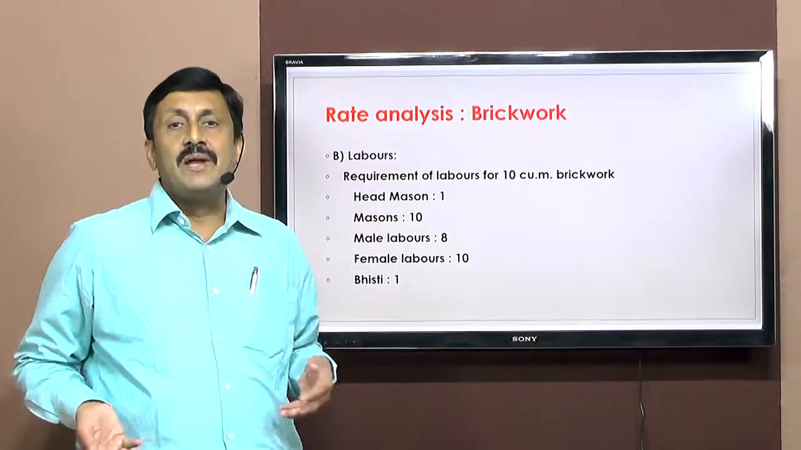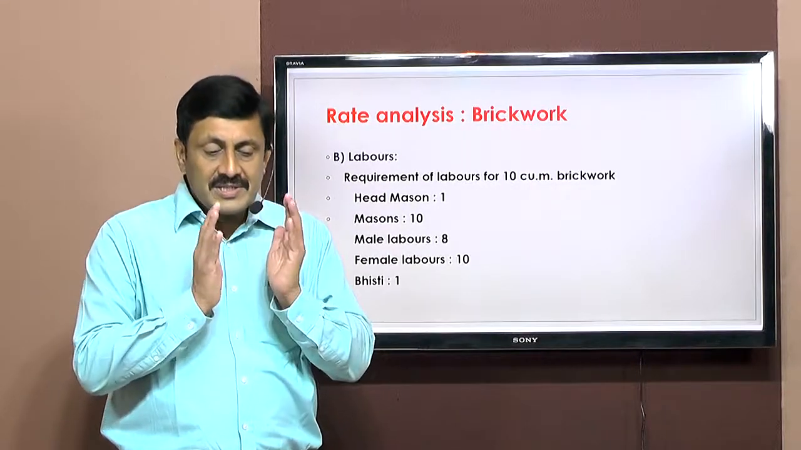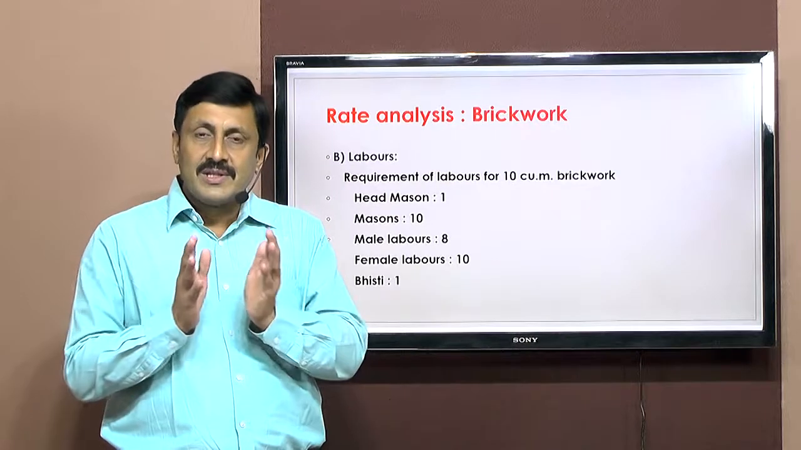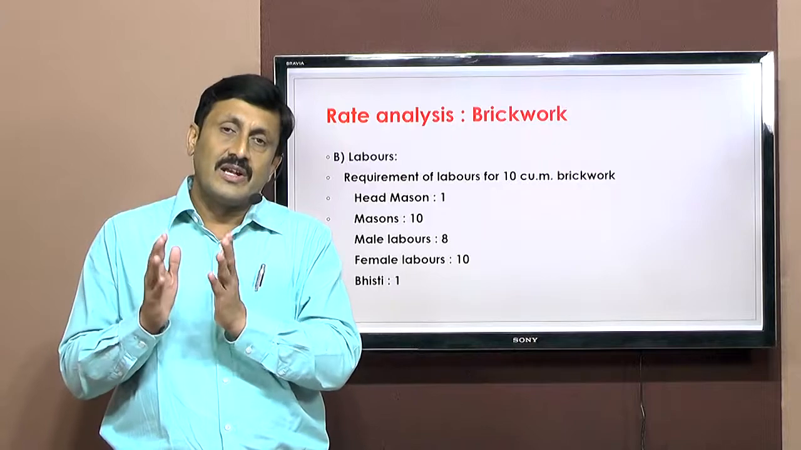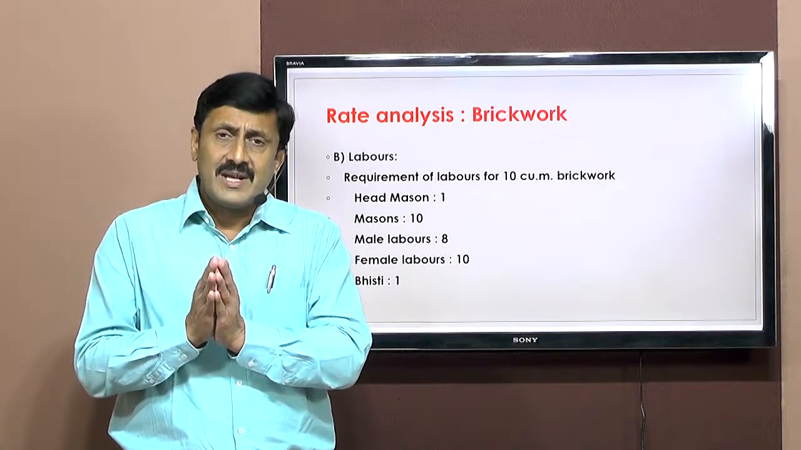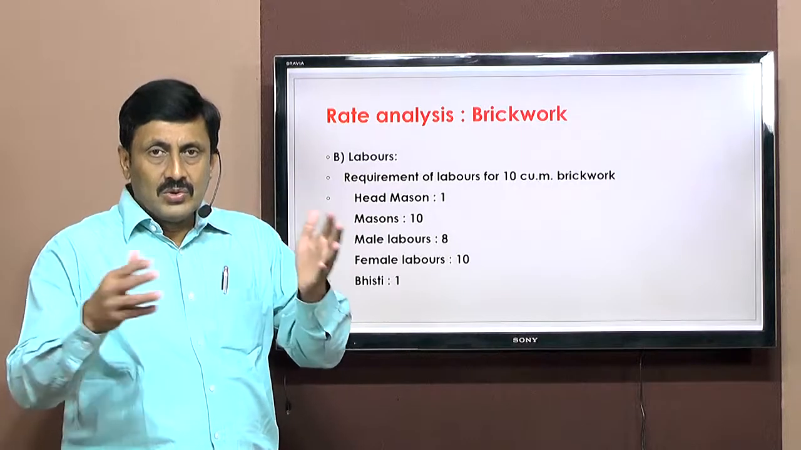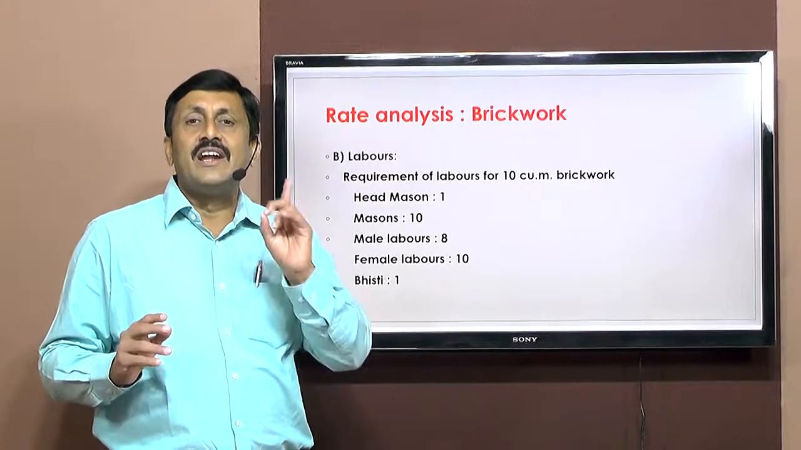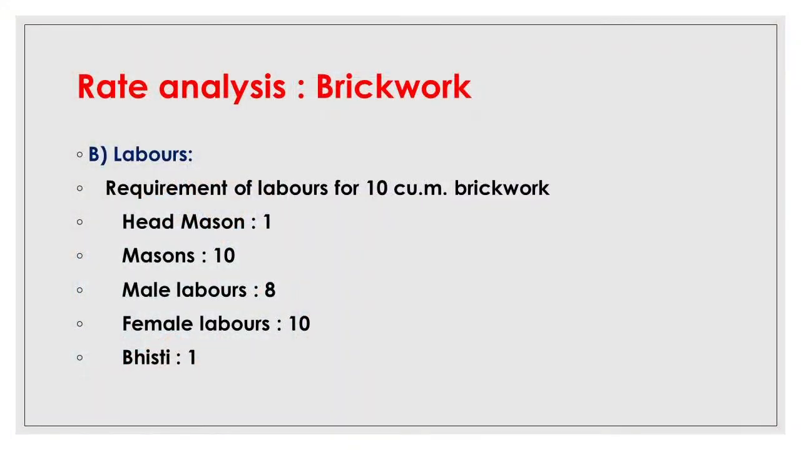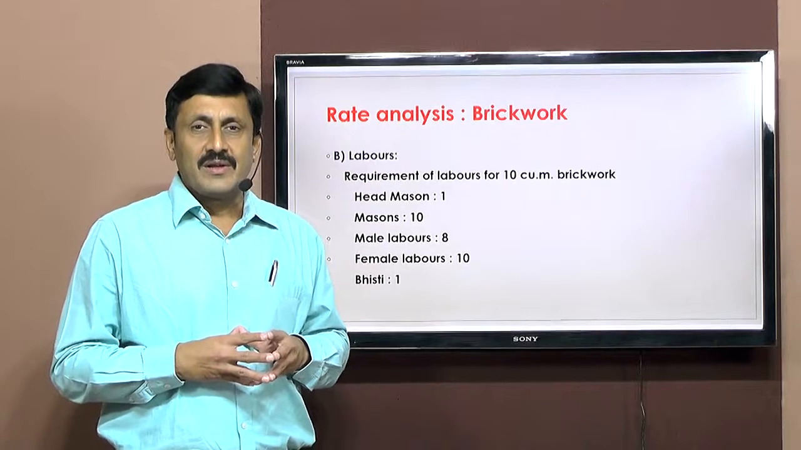Then we'll see B part, that is labors. For this 10 cubic meter brickwork, first of all you understand exactly what category of labors is essential, what kind of labors are required, and at the same time the number of labors required. To control this 10 cubic meter brickwork, we need one head mason first. We call that particular category of labor a mistri. So one mistri is required for this 10 cubic meter brickwork.